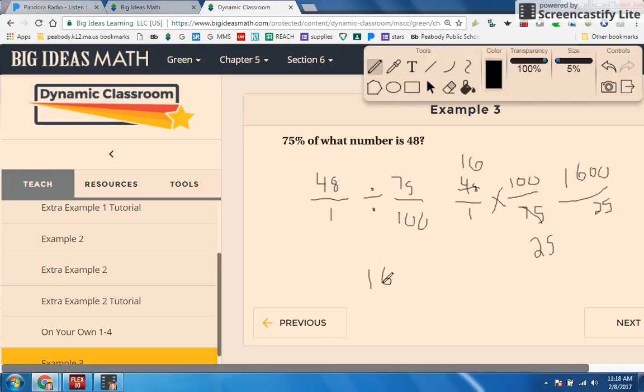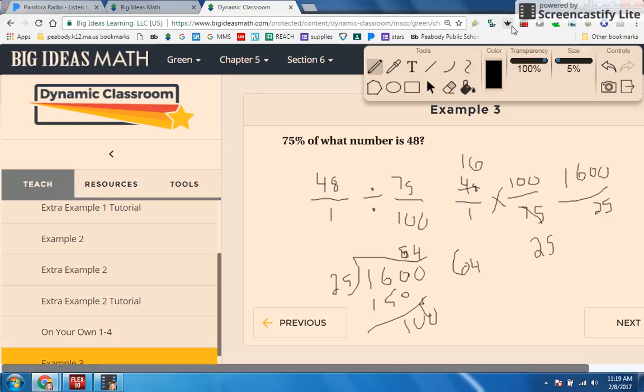I'm just going to do the one last step of making it mixed. So I have no idea how many times 25 goes into 1600 in my head, so I'm just going to do it over here. So I know 25 goes into 165 times. Actually 6 times, so that's 150. Subtract, I get 10, bring down the 0, and that goes in exactly 4 times. So that's going to be 64. So that means 75% of 64 would be 48. Okay, that makes more sense because 75% is more than half, and 48 is more than half of 64. So that's how you would do that one.